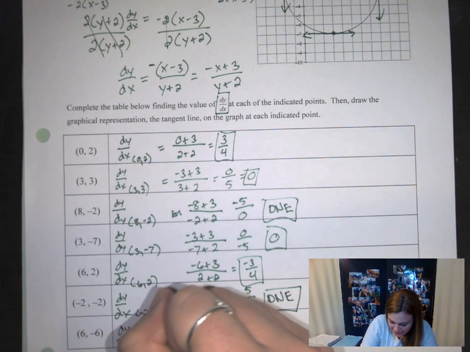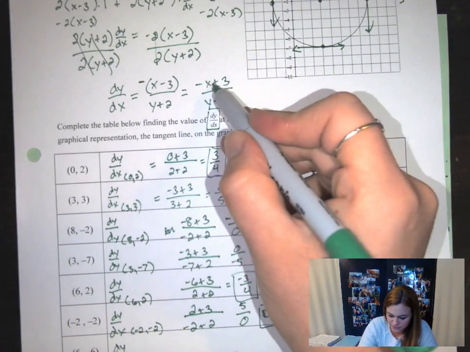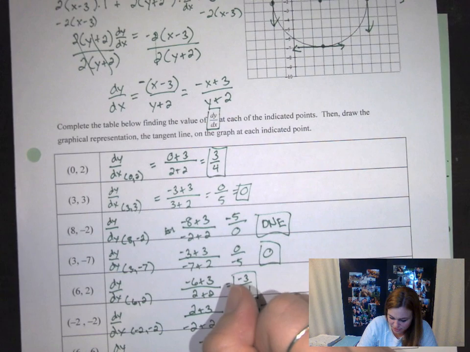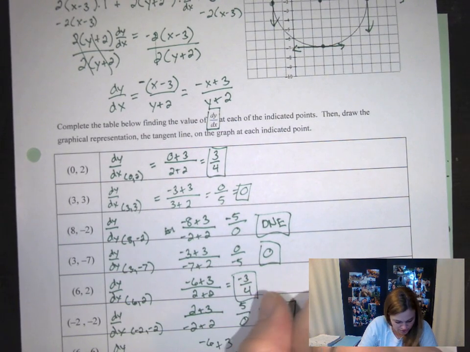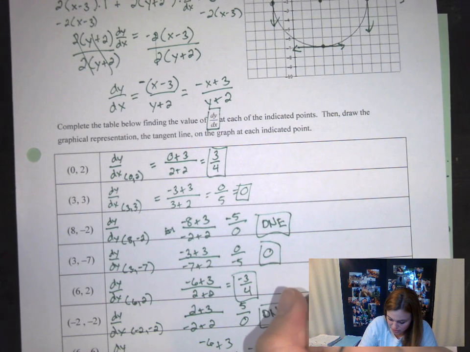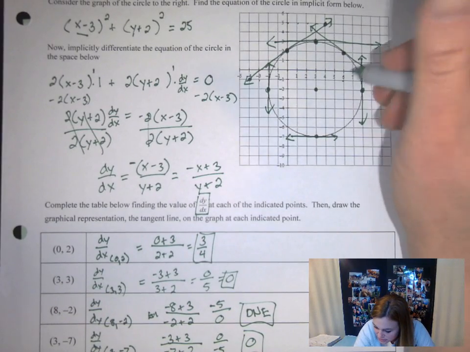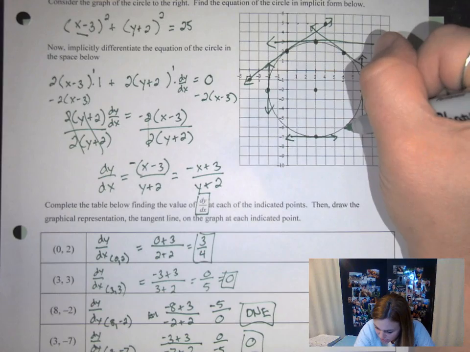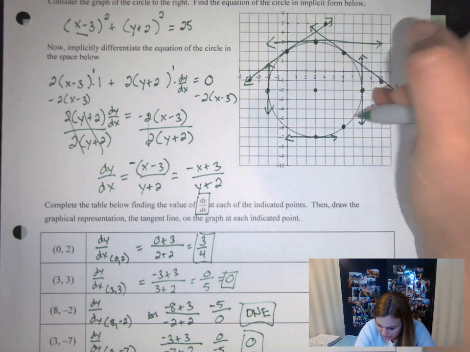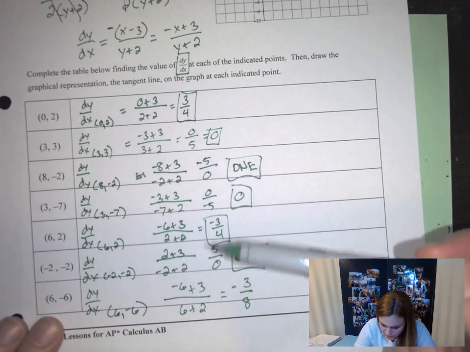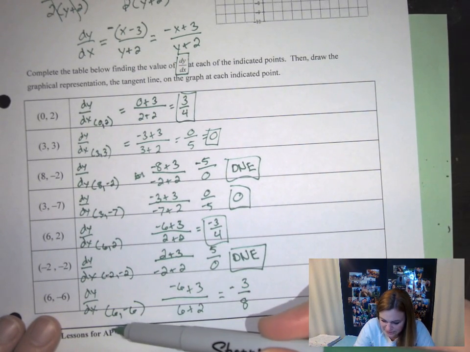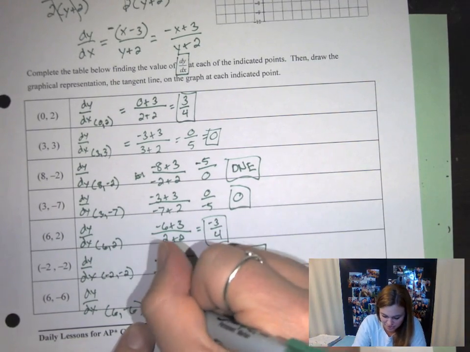We've got 6, -6. So I'd have -6 plus 3 over 6 plus 2. And I get -3 over 8. -3 over 8. Let me just make sure I've got this right. This is at 6, -6, so -6 plus 3. Okay. At 6, -6, something's wrong, because this should be a positive 3/8. Let me check. My x value was 6, so -6 plus 3. Oh, that's why. -6 plus 2.